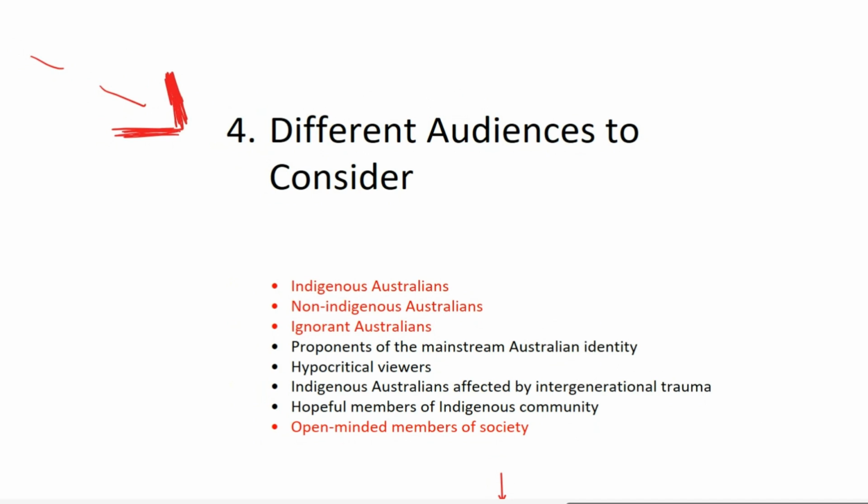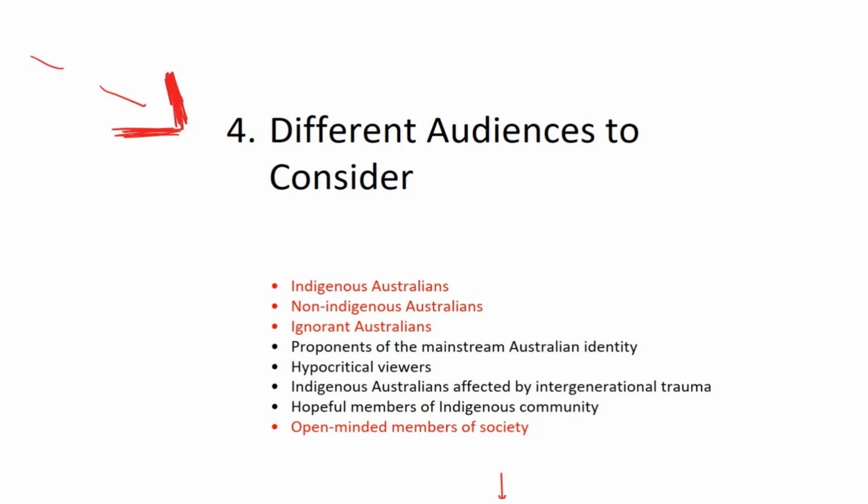Another thing you can't miss is audience. This collection isn't just written for one group of people, it's speaking to a whole range of Australians. And in your essay, you need to show you've thought about who's being targeted and how. Here are a few examples of different audiences that are being discussed and targeted within False Claims of Colonial Thieves. Obviously, you have the Indigenous Australians, non-Indigenous Australians who are being talked to throughout the collection, but you can be more specific. Talk about who Kinsella and CPG are talking to directly. For instance, the proponents of the mainstream Australian identity, or even talking to open-minded members of society.